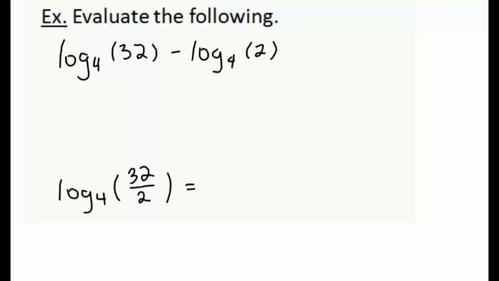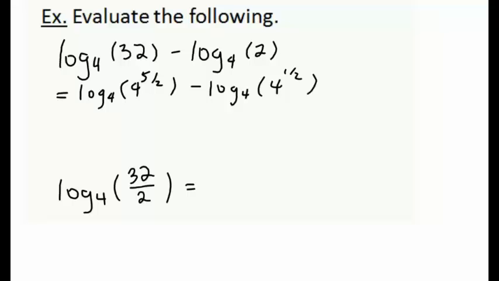So I've used the same logs, the same bases, and the same inside numbers as the last example, so that we can more quickly go through this example. So we know that 32 can be expressed as 4 to the 5 over 2, and we know that 2 can be expressed as 4 to the 1/2. So this implies that since we have the same base of our exponential expression as well as our logarithm, we're going to get 5 over 2 here and 1 over 2 here.